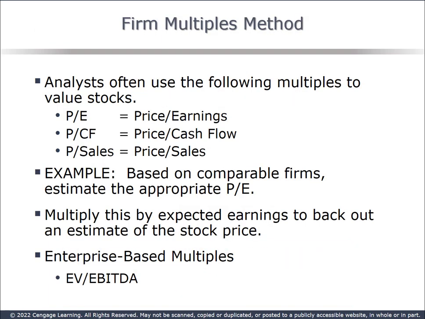Our third method is the firm multiples method. This one is more a benchmark, back-of-the-envelope technique. Price earnings is the most commonly used multiple, with price to cash flow and price to sales sometimes used when firms don't have positive earnings. This method involves finding comparable firms and using their average PE ratio against the study firm's earnings to estimate a share price. The technique is subject to serious estimation error depending on how well the comparables are chosen.